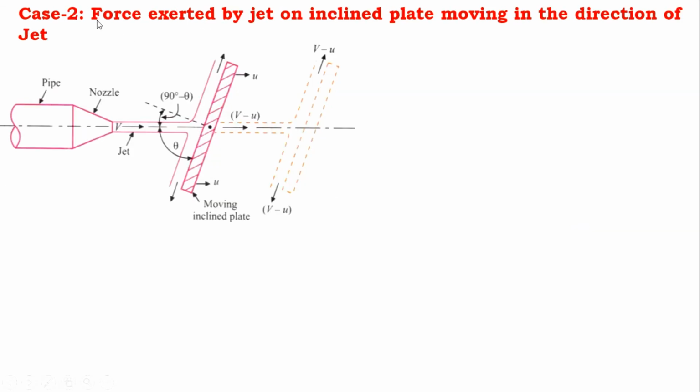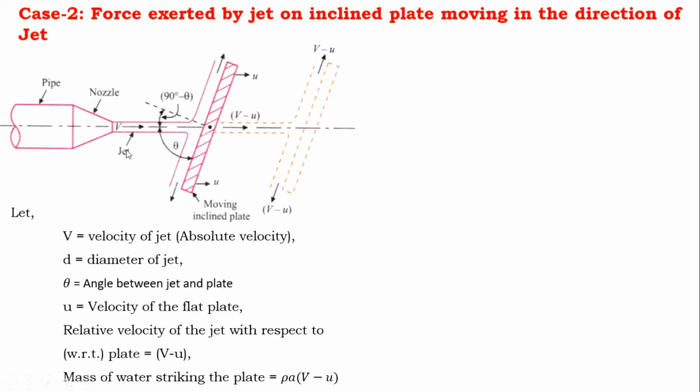Let us consider the second case, force exerted by jet on an inclined plate moving in the direction of a jet. Let a jet of water strike an inclined plate which is moving with a uniform velocity in the direction of the jet as shown in the figure. Here V is the absolute velocity of jet of water, U is the velocity of the plate in the direction of jet, A is the cross section area of the jet, and theta is the angle between jet and plate. Relative velocity of jet with respect to plate is capital V minus U.